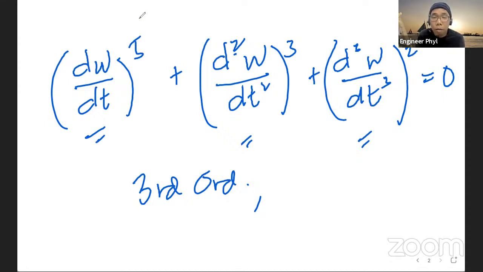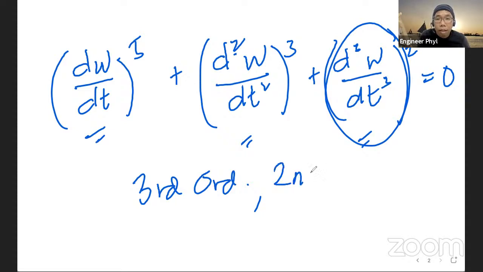Looking at the first term, this is the highest exponent that you can see, but dw over dt is not the highest derivative. Therefore, you just look at the highest derivative that appears in the equation, and that is the third derivative. And the exponent of this is 2. Therefore, that will be the degree of the equation. So this will be third order, second degree.